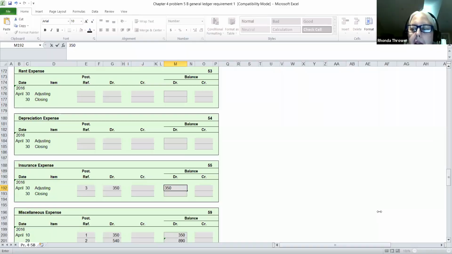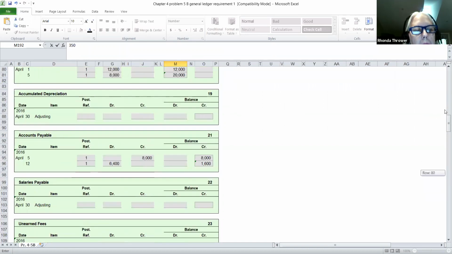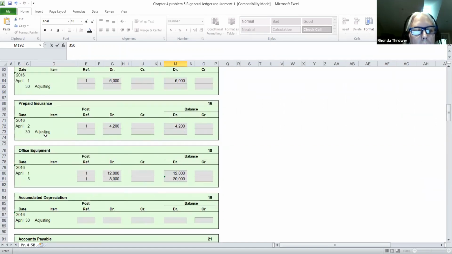Okay. Now I'm at my ledger. I'm going to go to my prepaid insurance. I'm going to go to my adjusting entry. This is coming from page 3 of our journal. I'm going to credit my prepaid insurance for $350. And then I'm going to pick up the account number, which is 16. I'm going to put that in my journal.